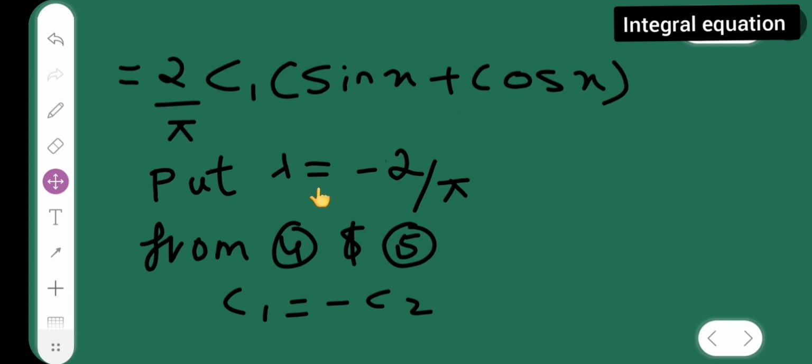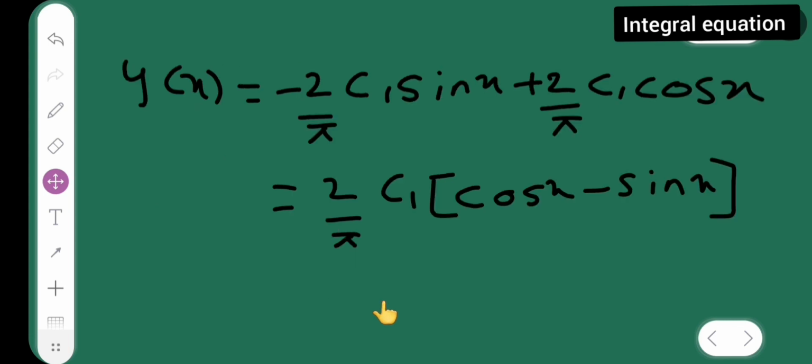Then put lambda is equal to minus 2 by pi in that same equation 1. And here from 4 and 5, same thing, C1 is equal to minus C2 I am getting. And then plug in wherever there is lambda. Then take 2 by pi as common, C1 also as common. Then cos of x minus sin of x. So here I am done with this.